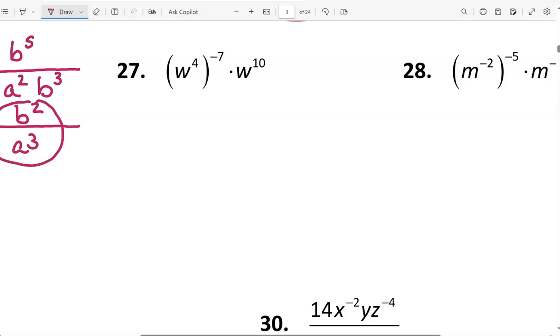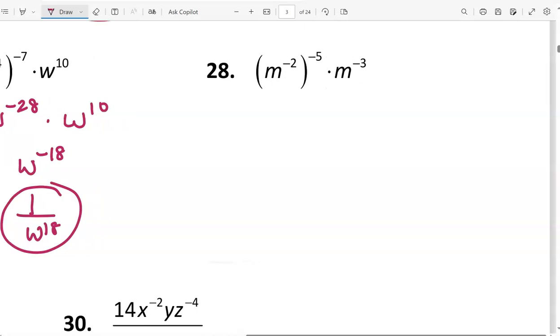For number 27, power to a power, multiply the exponents, that's w to the negative 28 times w to the 10. And now that we're multiplying like bases together, keep the base and add the exponents, that's w to the negative 18, which is 1 divided by w to the 18th power. In number 28, again a power to a power, so multiply those exponents, m to the 10th times m to the negative 3. Like bases, multiplying, add the exponents, that's m to the 7th power.